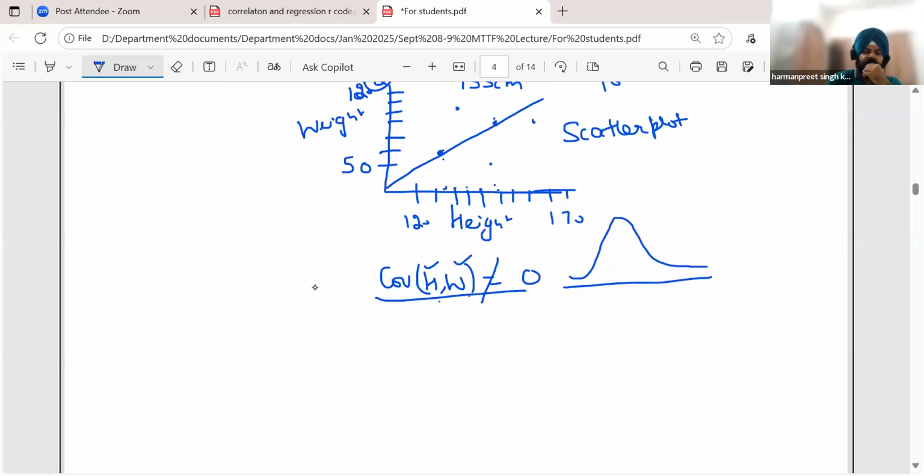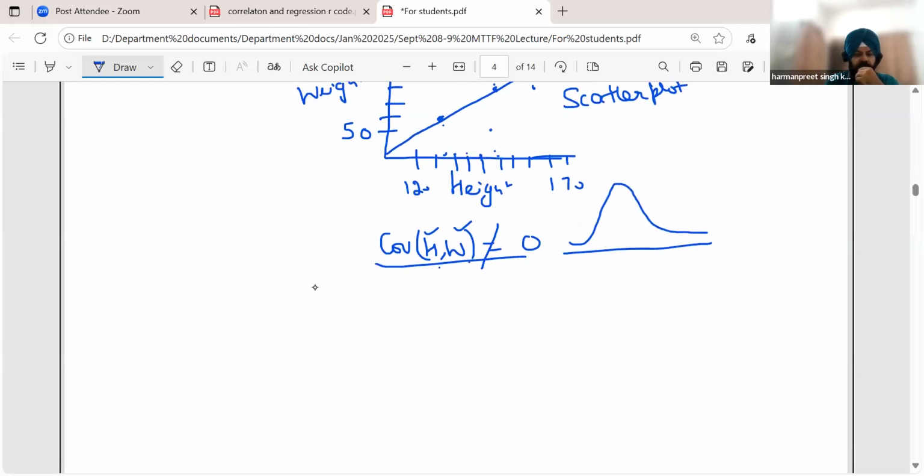Now, to make it more relevant for understanding, some researchers, statisticians and mathematicians have derived a formula or technique for correlation. The beauty of this correlation technique is that the value lies in the range of -1 to 1. So what is the meaning of this?